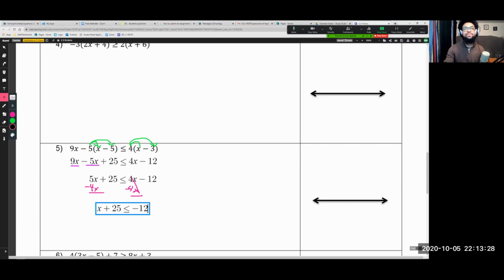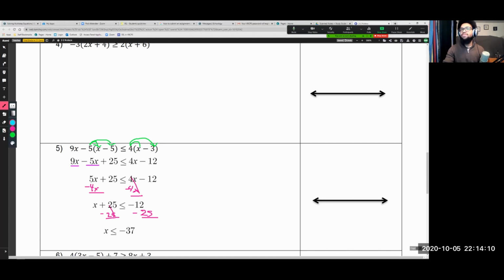And I'm going to bring over this 25 now by subtracting. Minus 25, minus 25. 25 minus 25 goes to 0. And what I have left is x is less than or equal to negative 12 minus 25, or negative 12 plus a negative 25. And that's going to give me, what is that, 37? Or negative 37, all right? And so now we are going to go over here to our graph.